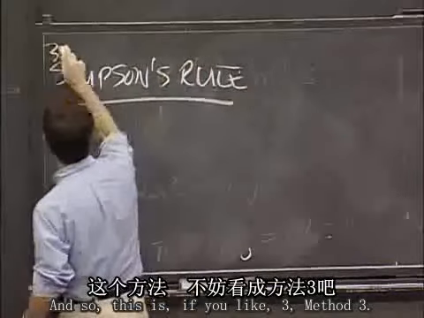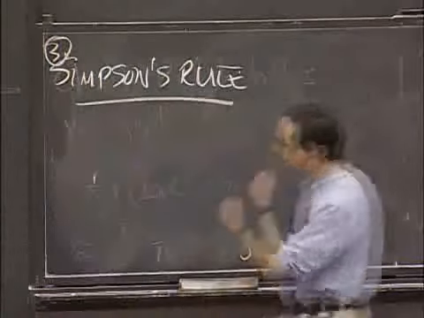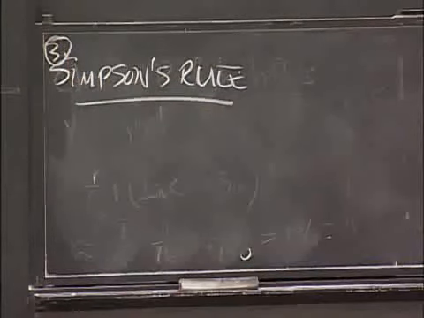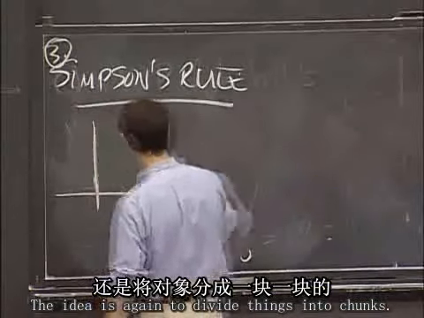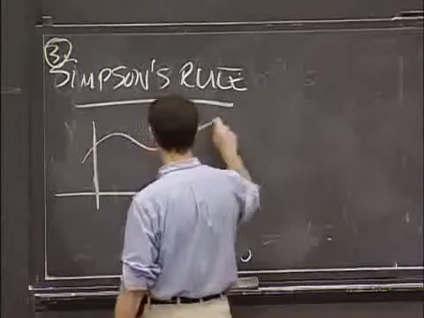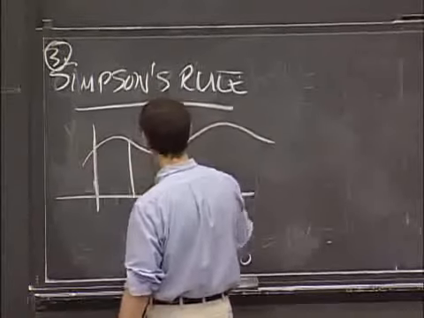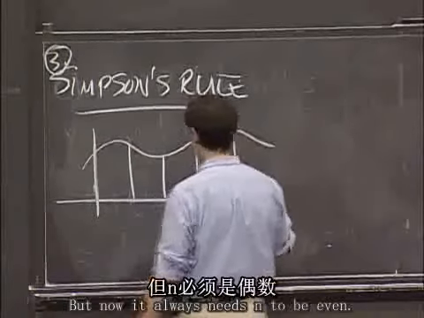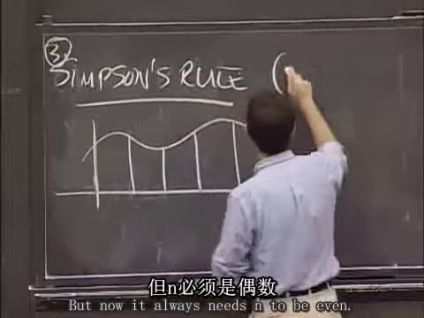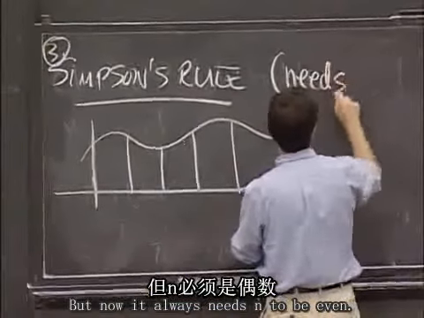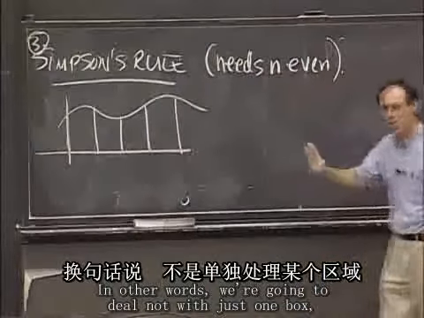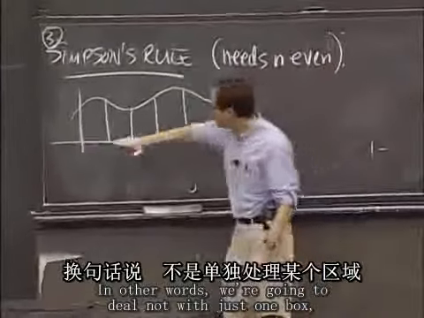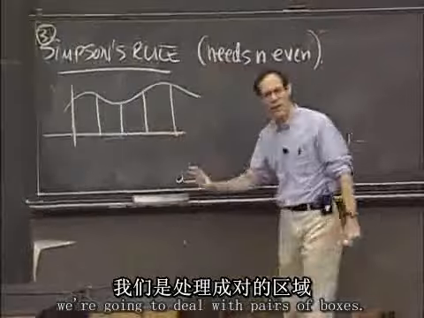And so this is, if you like, method 3. The idea is, again, to divide things into chunks. But now it always needs n to be even. In other words, we're going to deal not with just one box. We're going to deal with pairs of boxes.